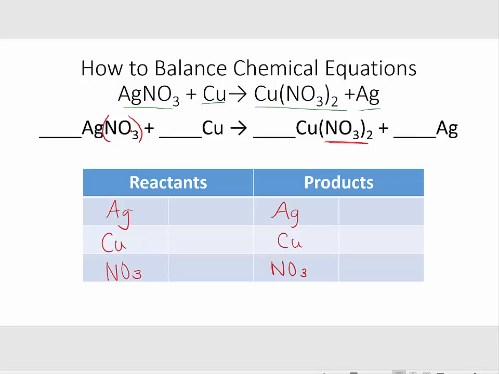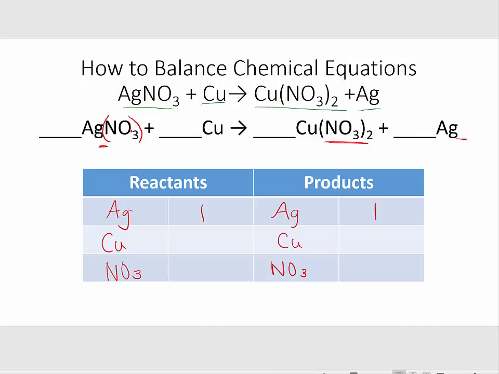So looking at my silver on the reactant side, how many silver ions do I have? Well, it has no coefficient or subscript here. So I know that there's only one. So I'll fill in a 1 right there. On the right-hand side, I do the same thing. Look at silver, see what the subscript is. There's nothing there, so that's an implied 1.